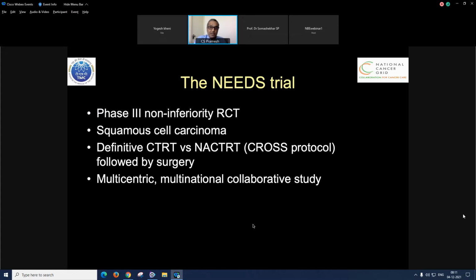We are also part of the NEEDS trial, which is a collaboration between the groups in Sweden, Denmark, our group in India, and potentially Japan. It is a phase 3 non-inferiority randomized trial in squamous cell cancers alone, answering the question as to whether definitive chemoradiation could be equivalent to neoadjuvant chemoradiation followed by surgery as per the CROSS protocol. This is a multicentric, multinational collaborative study of which we are also part.